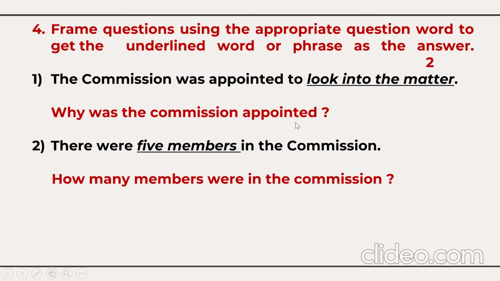Okay. Second question, there were 5 members in the commission. To get the 5 members as an answer, you have to frame a question. How many members were in the commission? So reverse engineering, you have to do it here. So this is how the 10 marks questions are here: 2 marks articles, 2 marks prepositions, 2 marks tenses, 2 marks question tags, 2 marks question framing. WH questions, I mean to say, how you used to have in your +2.